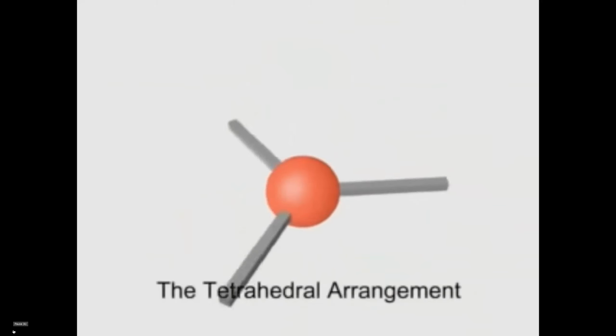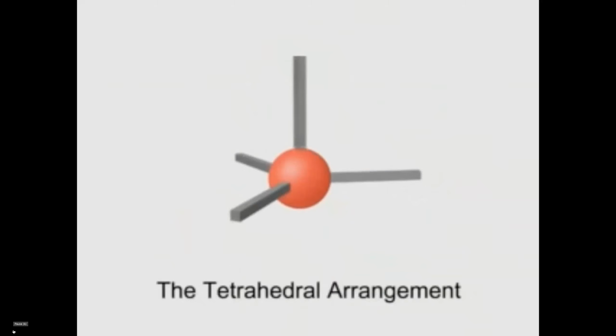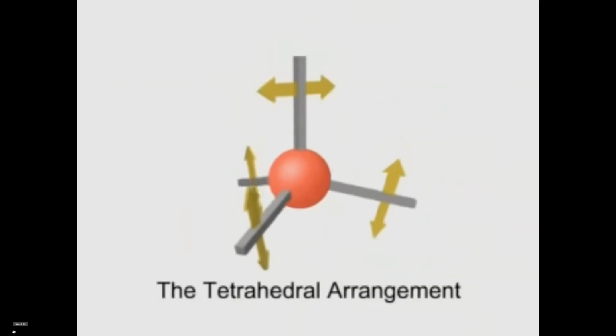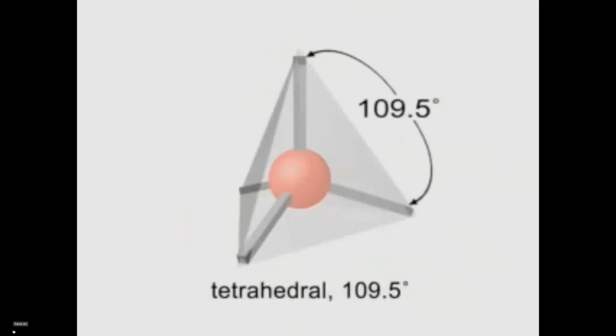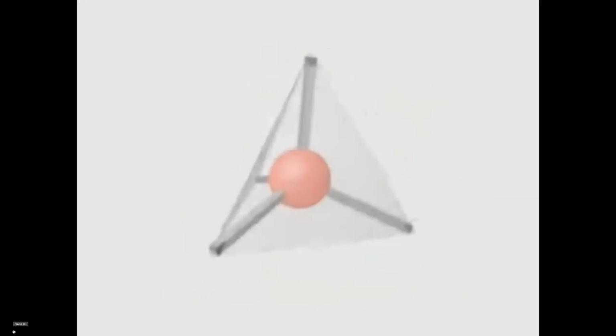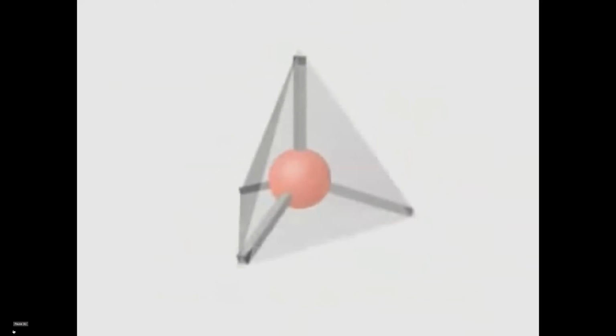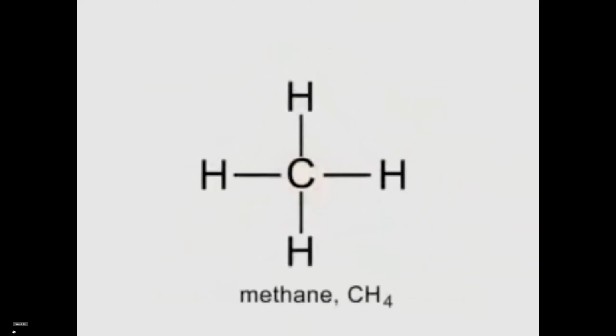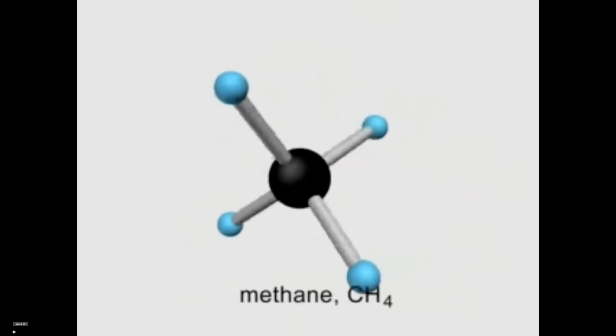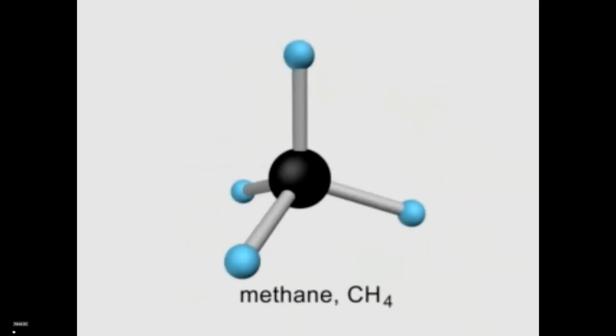Four electron groups around a central atom attain minimal repulsions in a tetrahedral arrangement, which has an ideal bond angle of 109.5 degrees. The tetrahedral shape is very common, especially in organic molecules. An example is methane, the simplest hydrocarbon.